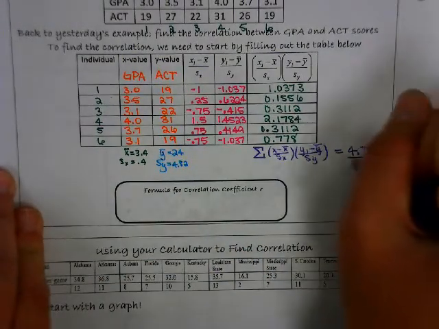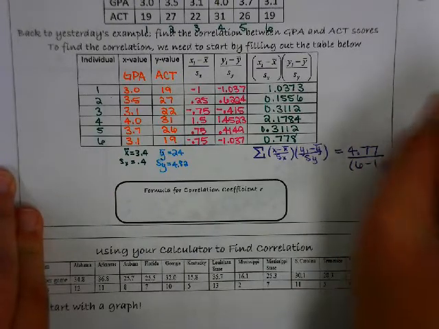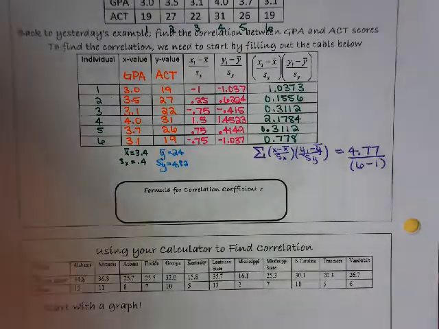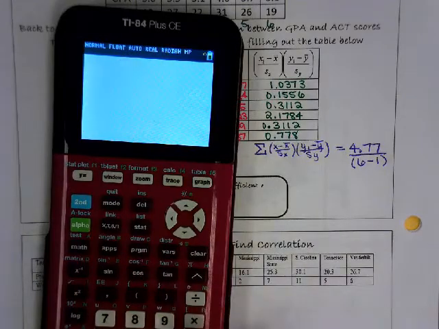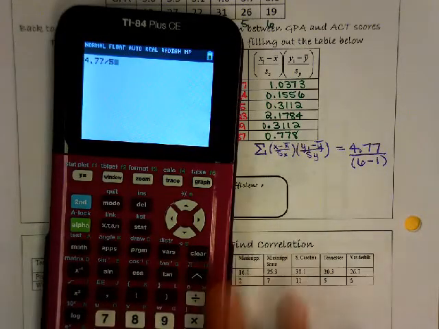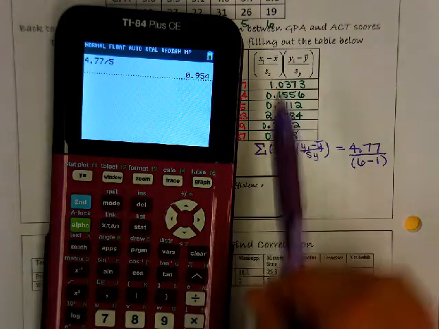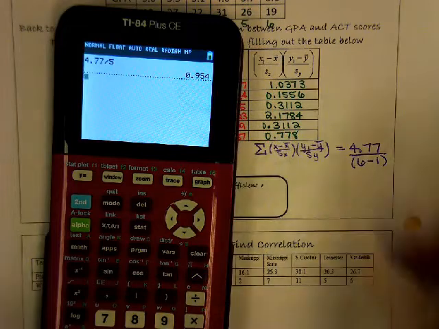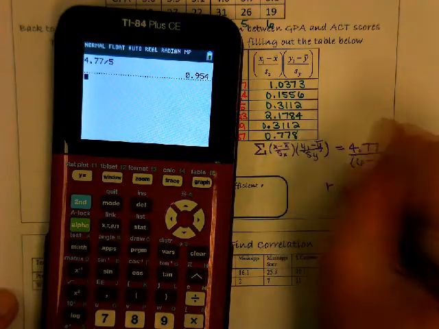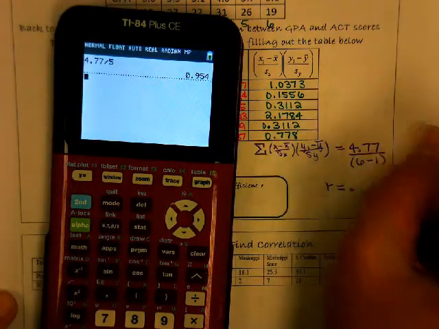So we're going to take 4.77 divided by 5. So the correlation coefficient between our GPA and ACT scores for this data is 0.954.